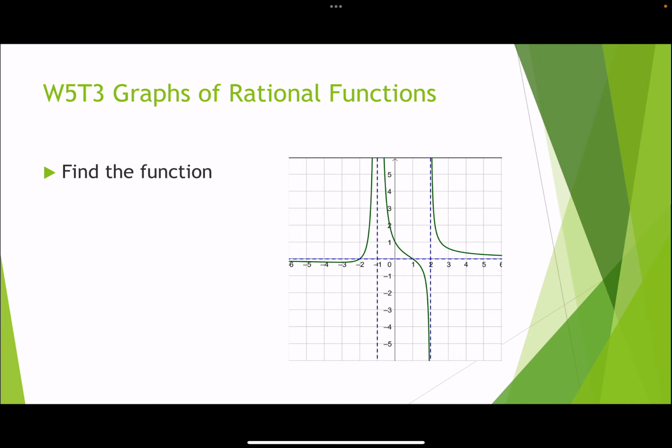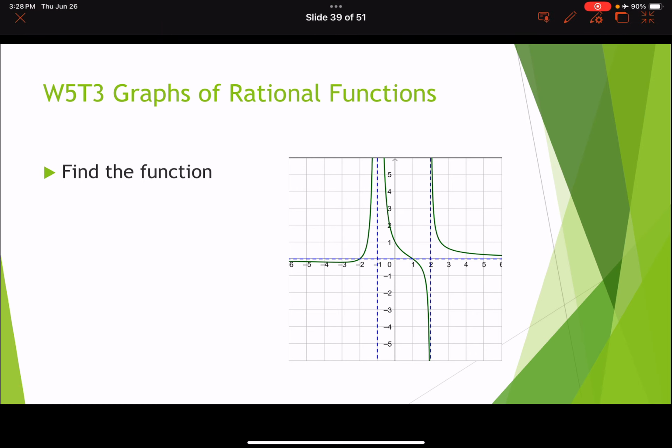Okay, first thing is, the graph has x-intercepts at -2 and 1, and they both go through the axis. So that means we know right away that our numerator is going to have x plus 2 and x minus 1. That's what our numerator is going to have in there at first. There's going to be an a term possibly in front of that, so we need to keep that in consideration.